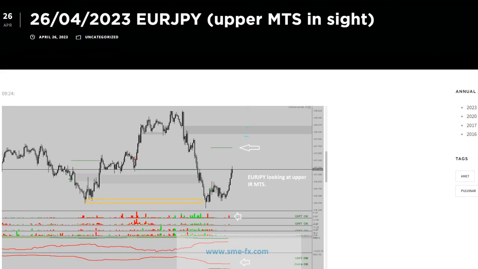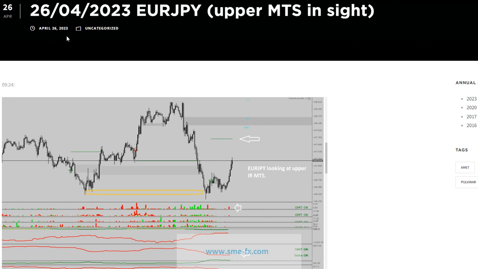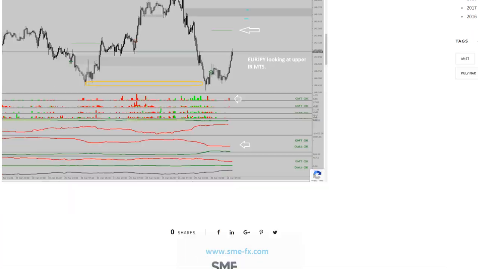And euro yen is maybe also the better example. Look, that was on the 26th, 9:24. I said euro yen looking at the upper inner range medium term stop. So it was some shorties in the market, some squeeze, so long trade. And the same thing happened, of course.